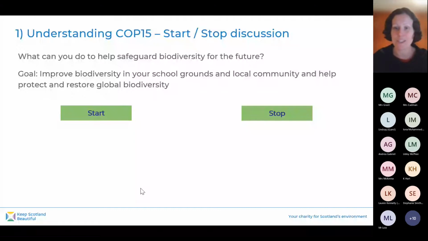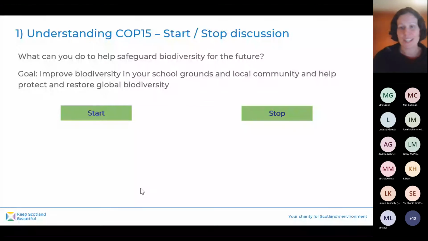Oh, brilliant. Got some coming in. Plant trees. Definitely, you can plant trees. That will definitely help with biodiversity. Anything else that people think we could start doing? Planting a native species wildflower garden. That sounds lovely. Yeah, wildflowers. Change a grass area into a wildflower area. So yeah, lots of things like planting and growing is fantastic.